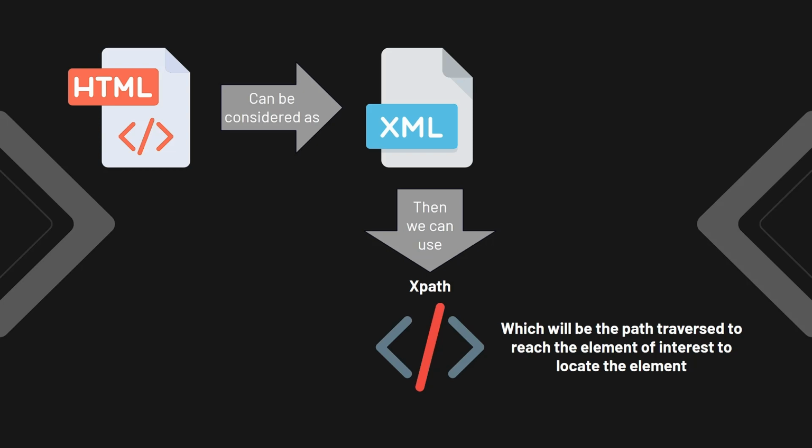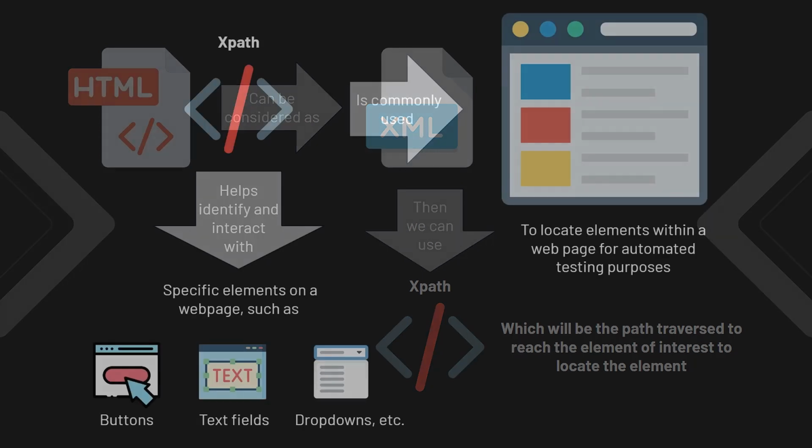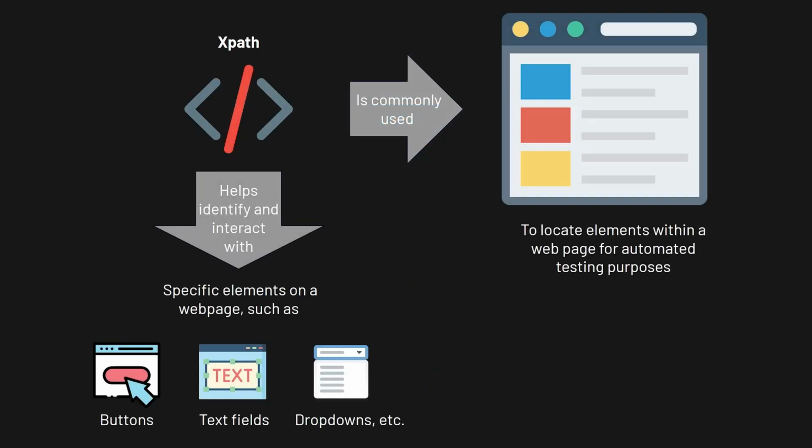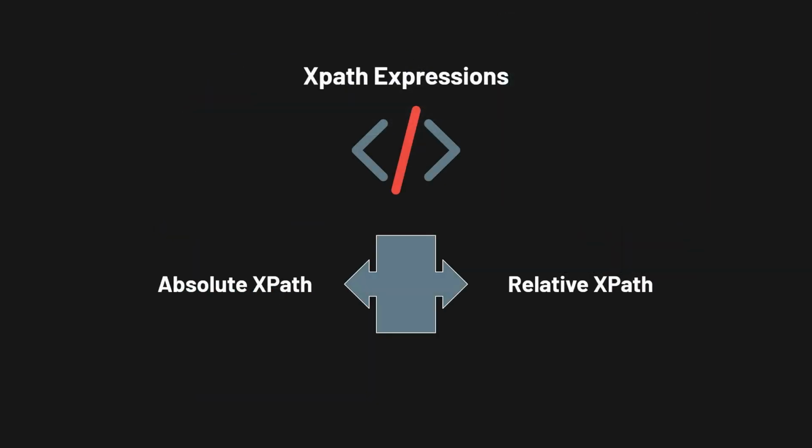In the context of automation testing, XPath is commonly used to locate elements within the web page for automated testing purposes. It helps automation testers identify and interact with specific elements on the web page, such as buttons, text fields, drop-downs, etc. There are two main types of XPath expressions used in automation testing: absolute XPath and relative XPath.